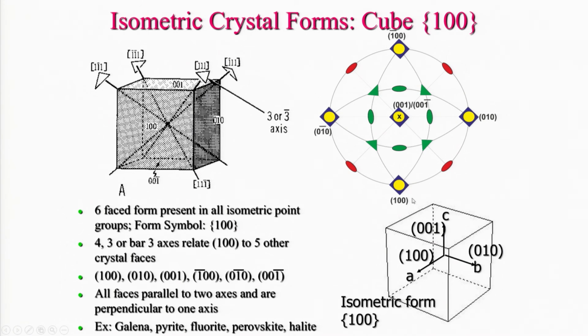Let us consider this 100 crystal face, which is the general form symbol of a cube. Now, let us consider the position of this threefold axis here. These lines make an angle of 60 degrees here, 60 degrees here, and so on. So, this threefold axis can act upon this 100 face and make it coincide at this position, and this position is the position of 010.